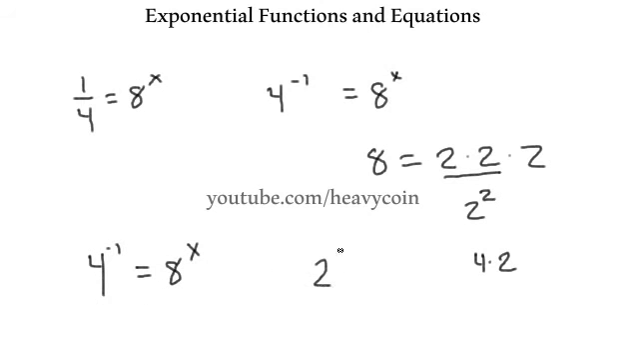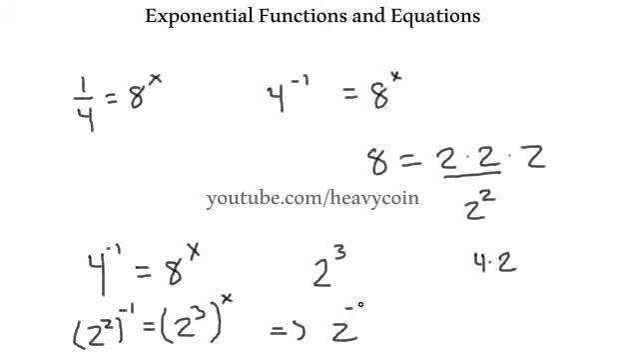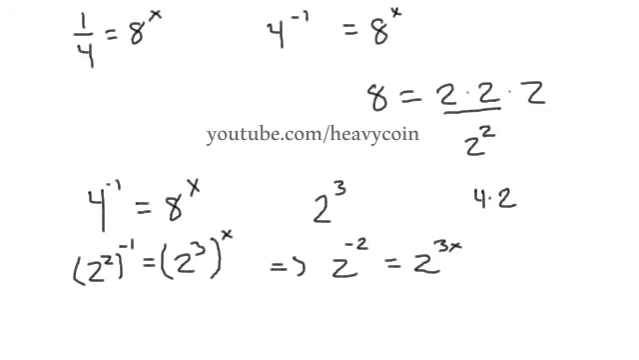Wait a minute. 2 cubed is 8. Isn't that what I got written there? So if I were to do this, 2 cubed, you've got to kind of play around with this stuff, raised to the x, and then this was 2 squared, raised to the -1, and so we'd have 2 to the -2 is equal to 2 to the 3x. There we go. Alright, we had to work this one out.